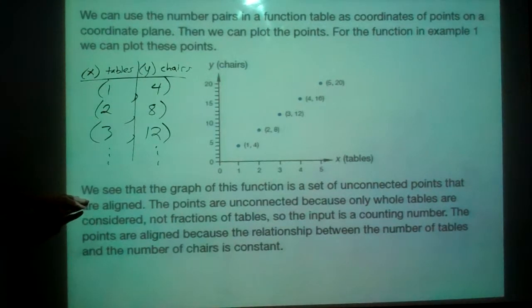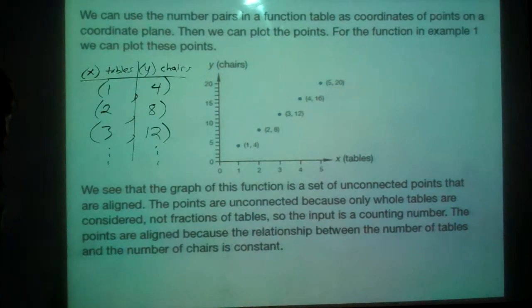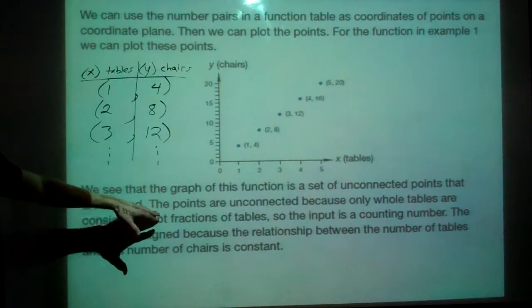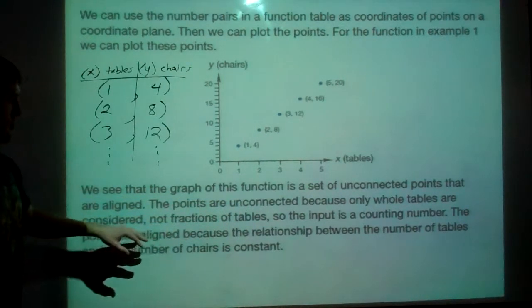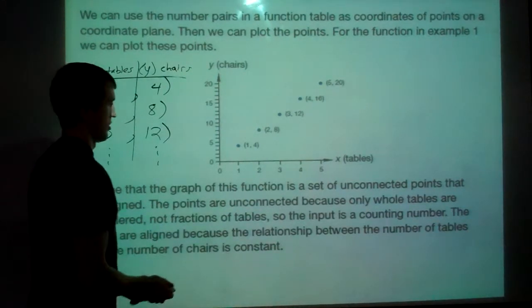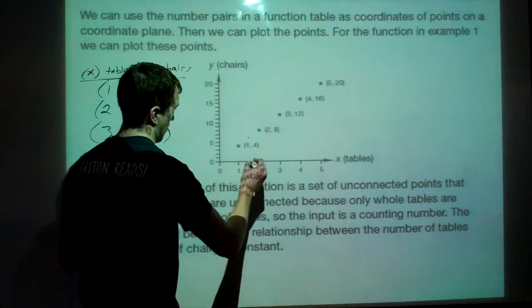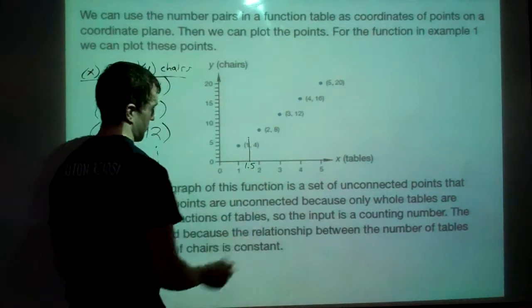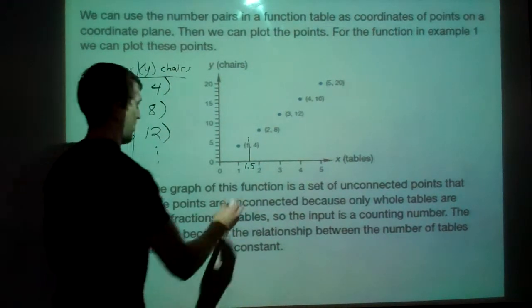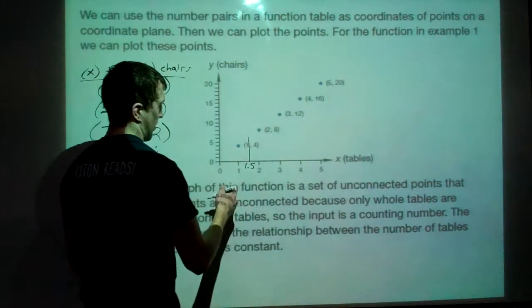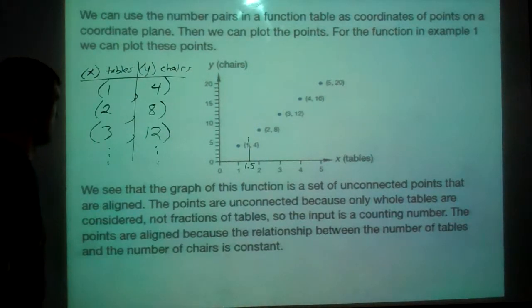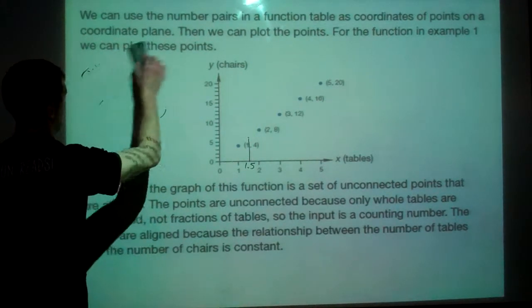So it's a set of unconnected points for this graph that are aligned. And like I said, we could connect these points in a normal graph. This one's a little different though. These points aren't connected because there's only whole tables that we consider. So there wouldn't be a point right there because this would mean like 1.5 tables. There wouldn't be a point there if I were to connect these because we don't consider fractions of a table, we're only considering whole tables. So that's the reason why this graph isn't connected, alright?